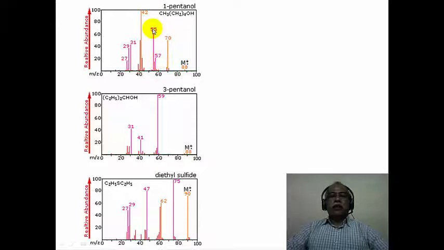The other mass units are simple alkyl losses, which are what is seen here as the odd peaks in this particular system. In the case of pentanol, the 59 peak is registered as the base peak in this particular case. This is essentially loss of 29 mass units in this particular case.